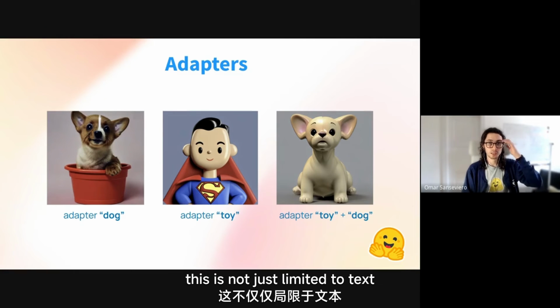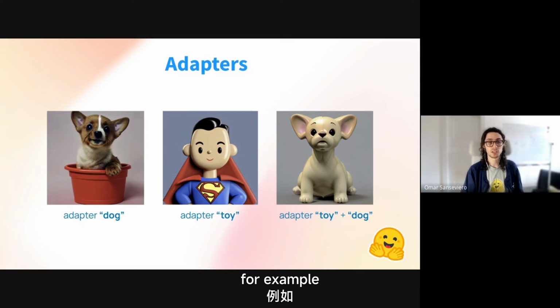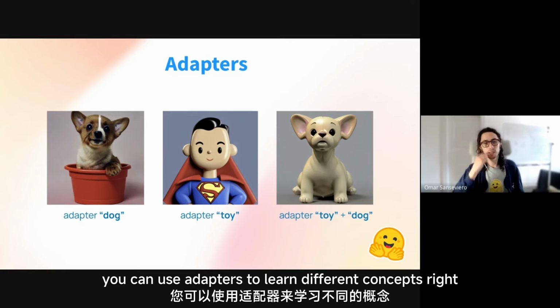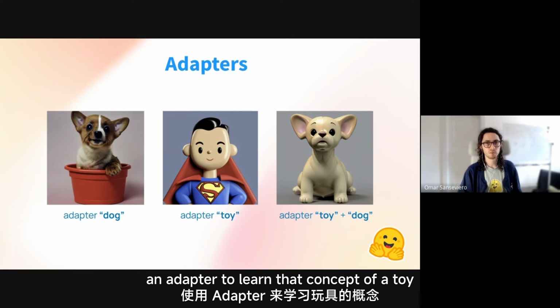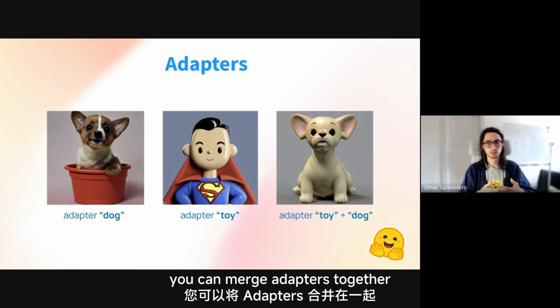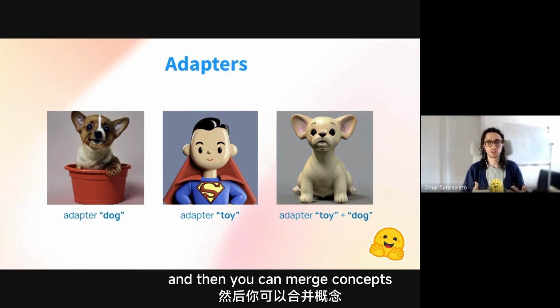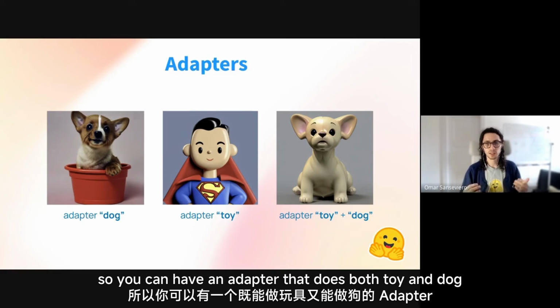This is not just limited to text. You can also do this with diffusion models. So, for example, you can use adapters to learn different concepts, right? You can use an adapter to learn the concept of a dog, an adapter to learn the concept of a toy. You can merge the adapters together, and then you can merge concepts. So you can have an adapter that does both a toy and a dog.